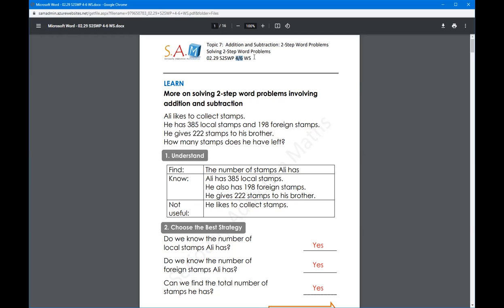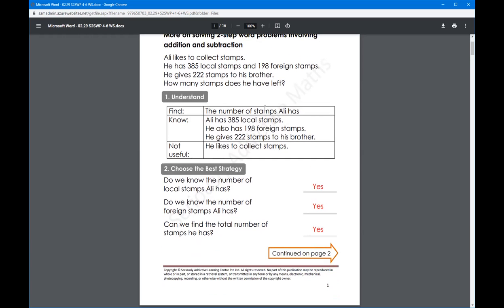For 4.6, quite simple. Take note, this is about solving 2-step word problems involving addition and subtraction. Generally, all the questions would involve 2 steps. For the first step, students would be required to find out the total, and the total could be a result of addition or subtraction. Then there'll be another step for students to solve. Like all word problem questions, we expect students to be able to draw the bar model. So please take note of that.